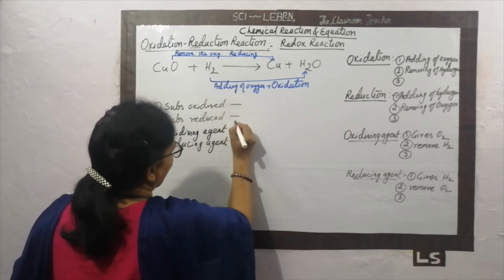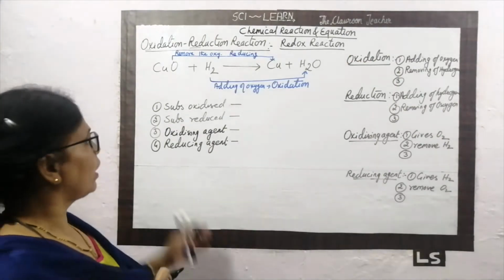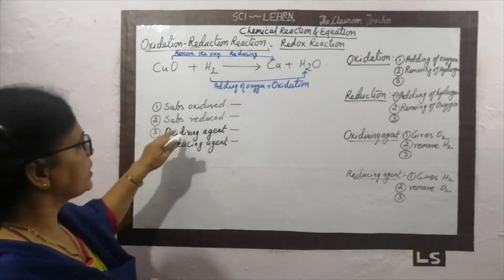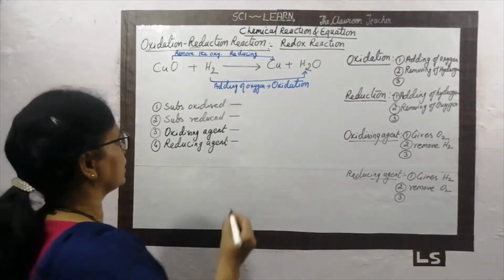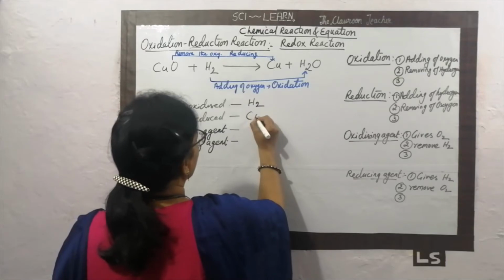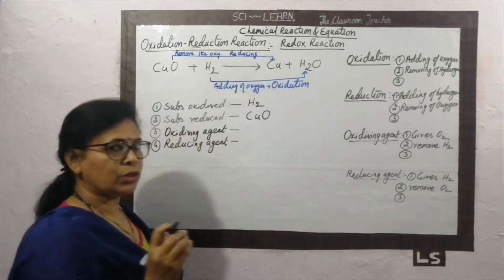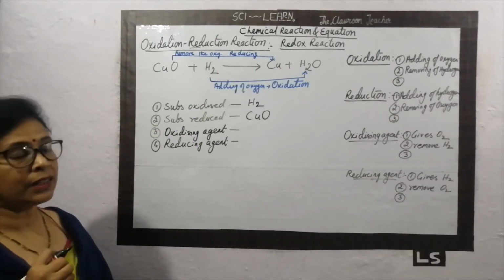First, you have to show the process like this by using an arrow. Then you have to pick out all this. Which substance is oxidized here? The substance which is oxidized here is hydrogen. Now which substance is reduced here? Copper oxide. Now the question is, what is the oxidizing agent and what is the reducing agent?